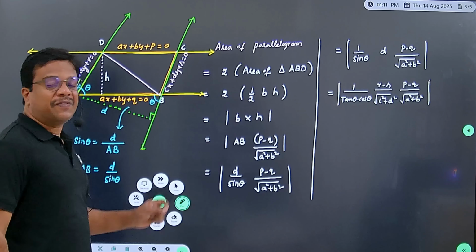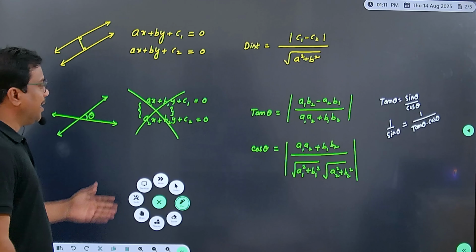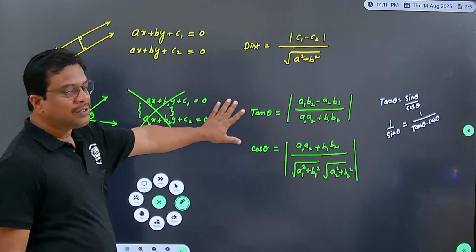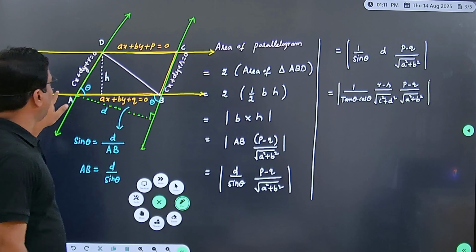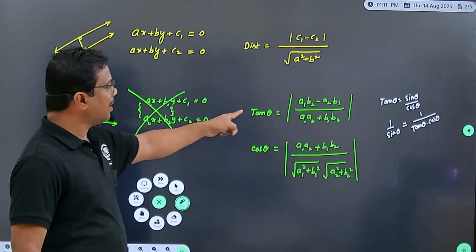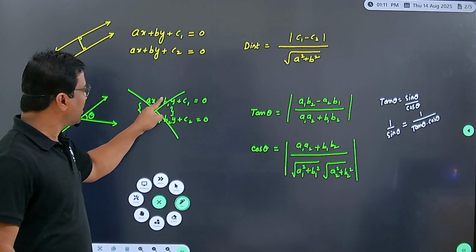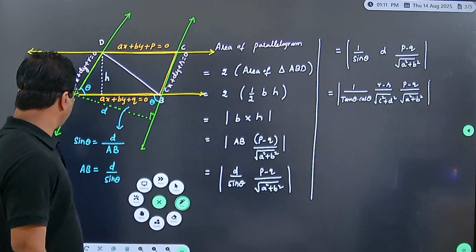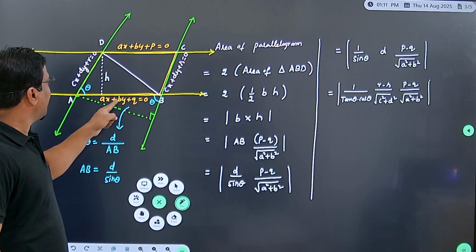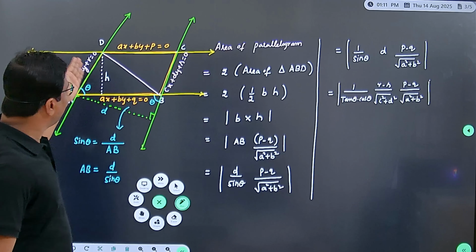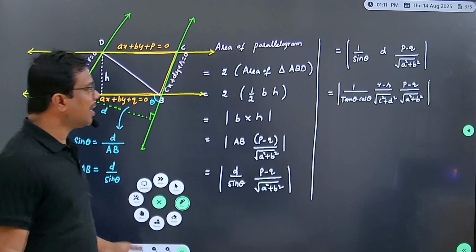We know that if theta is the angle between two intersecting lines, you know the results of tan theta and cos theta. Using these two results, here I am going to get the tan theta value. Remember, tan theta can easily be remembered in this way: a1 b2 minus a2 b1 divided by a1 a2 plus b1 b2. The same rule I am going to apply here for these two adjacent sides: c into b minus a into d, or a into d minus b into c, whatever it is. Due to the modulus sign, you may write ad minus bc or bc minus ad.